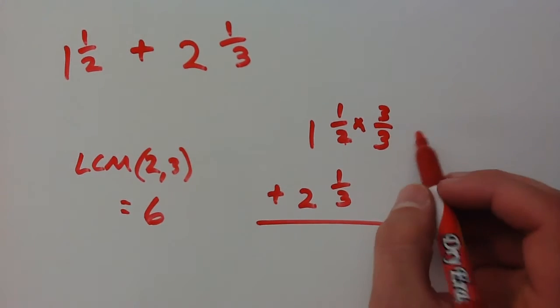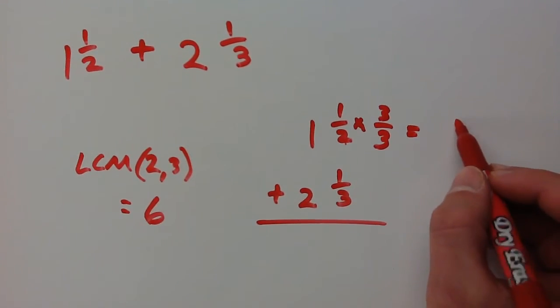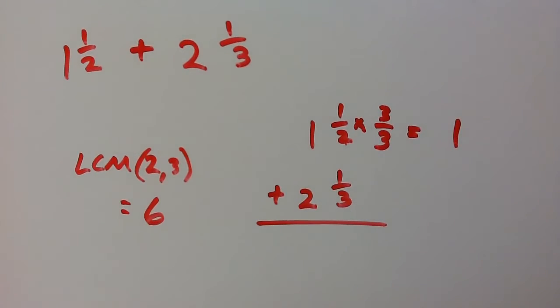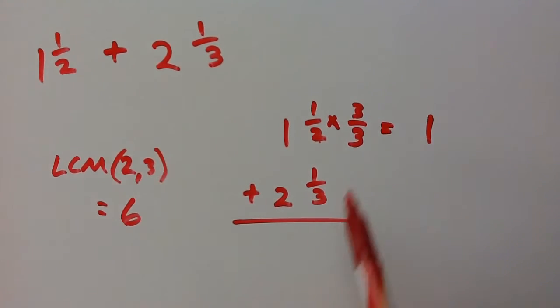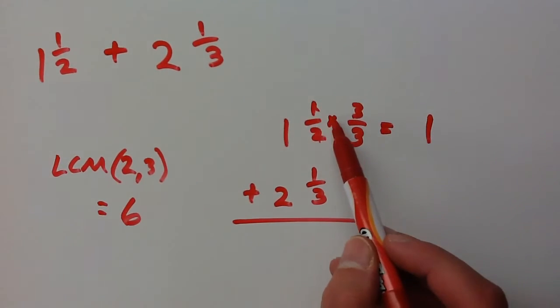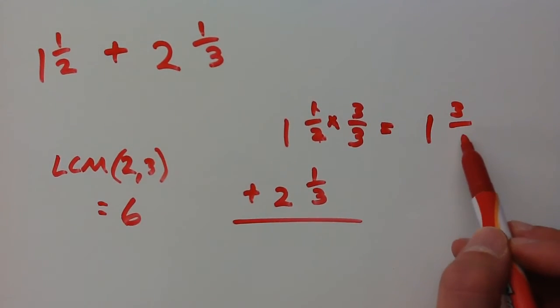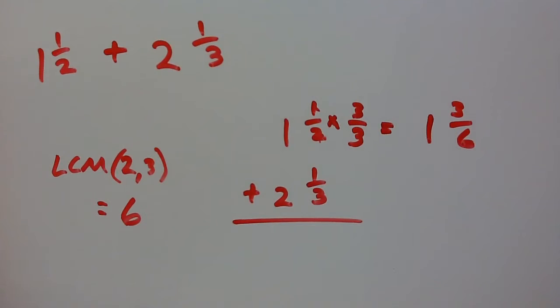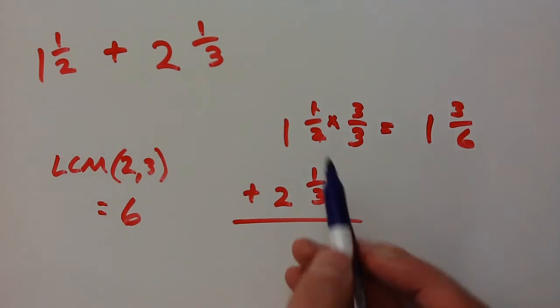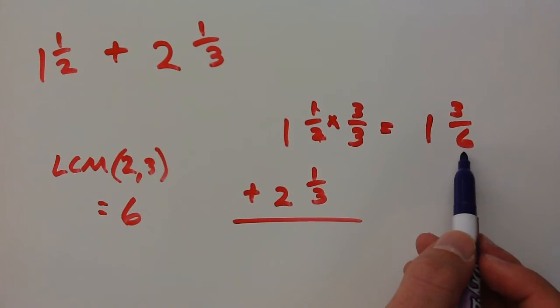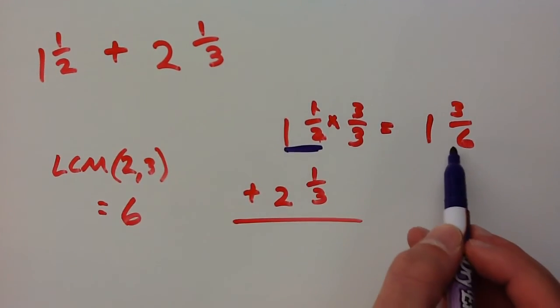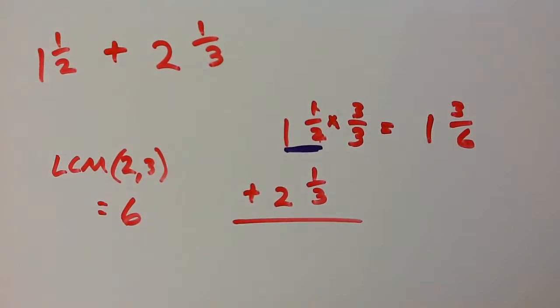Now remember, this is 1 and 1/2, so I know my whole number is going to remain 1, and my fraction part will be multiplied by 3 over 3. So 1 times 3 is 3, and 2 times 3 is 6. So what I'm saying here is that 1/2 is the same thing as 3/6, right? 1 and 1/2 is the same thing as 1 and 3/6.